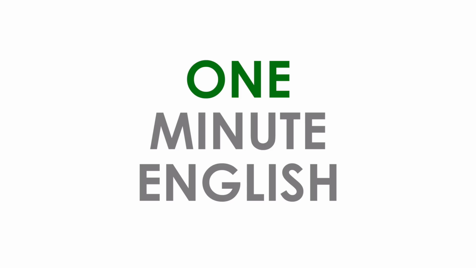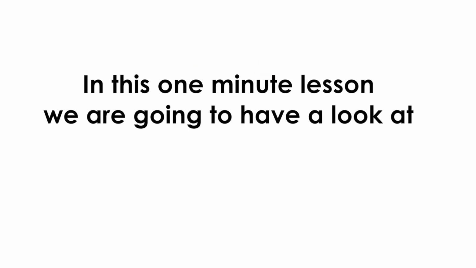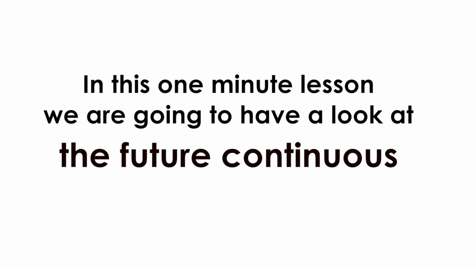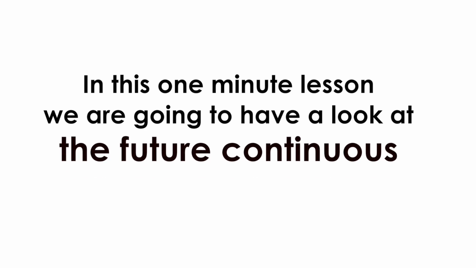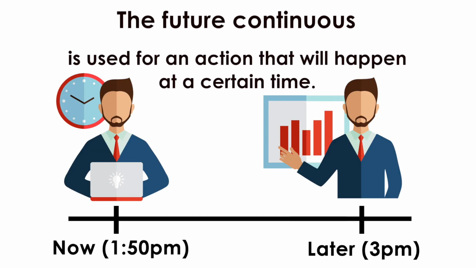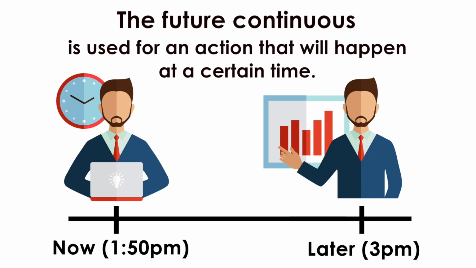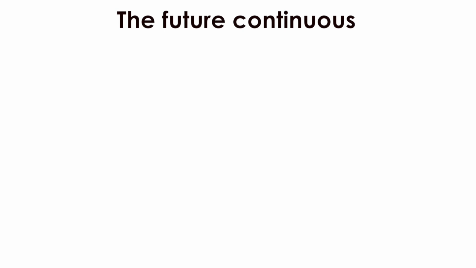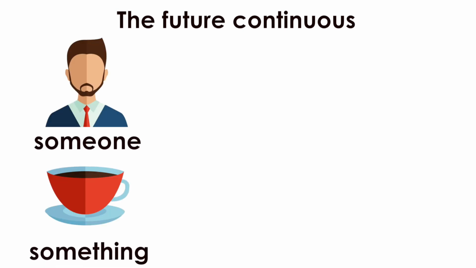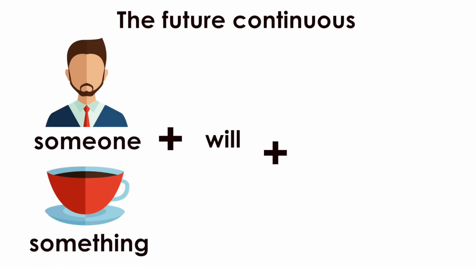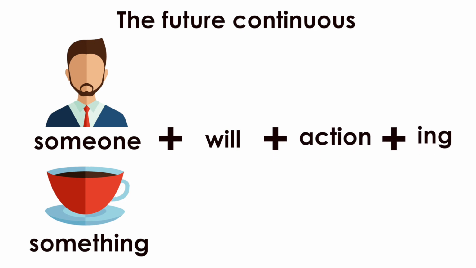1 Minute English. In this 1-minute lesson, we are going to have a look at the future continuous. The future continuous is used for an action that will happen at a certain time. For the future continuous, we use someone or something plus will and an action with ing.